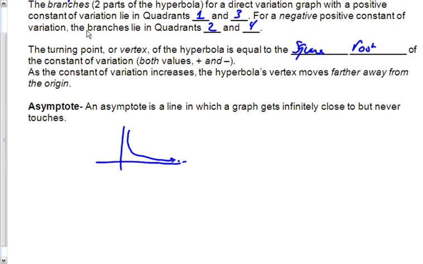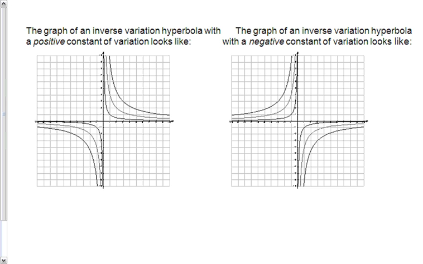We're never going to get there. Okay, so let's graph some of these. So this right here looks like a constant of variation is positive. So it's like xy equals a positive number like 8. Okay. Well, this one is going to be xy equals negative 8. Now, notice how there's different graphs.